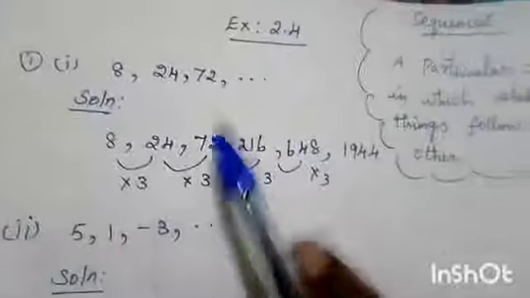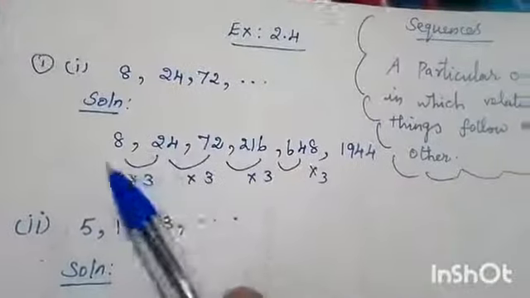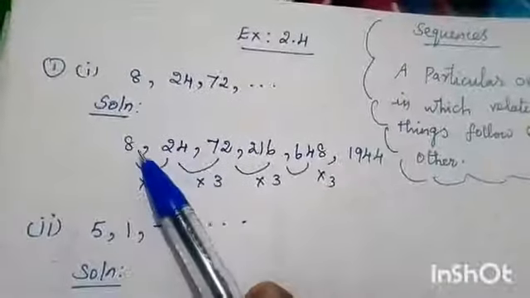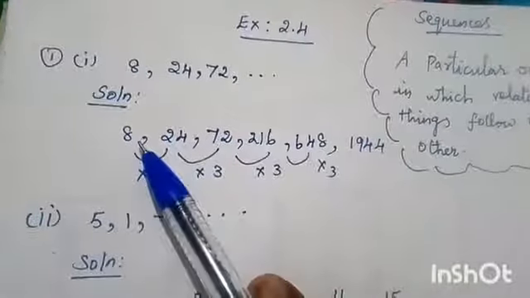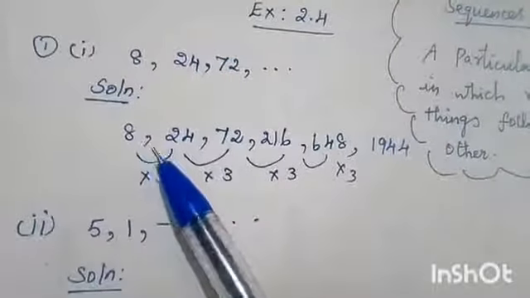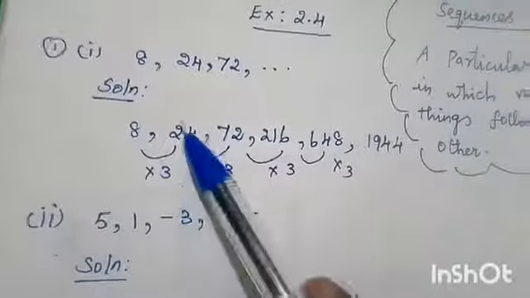The first problem 8, 24, 72, etc. First you have to find how you get the second number. Comparing these two, how do you get the second number? Addition is not suitable, subtraction also not suitable, square also not suitable. So you will have to use multiplication. It is multiplied by 3. So 8 threes are 24.